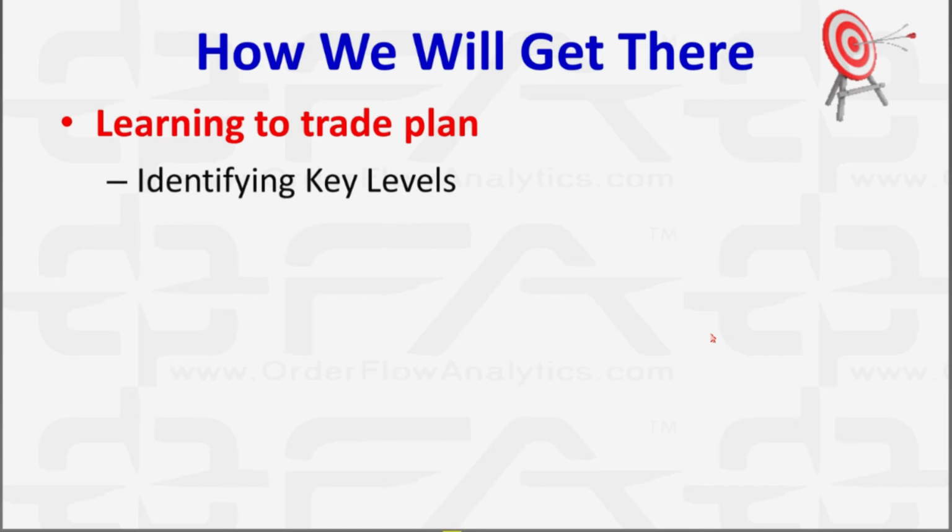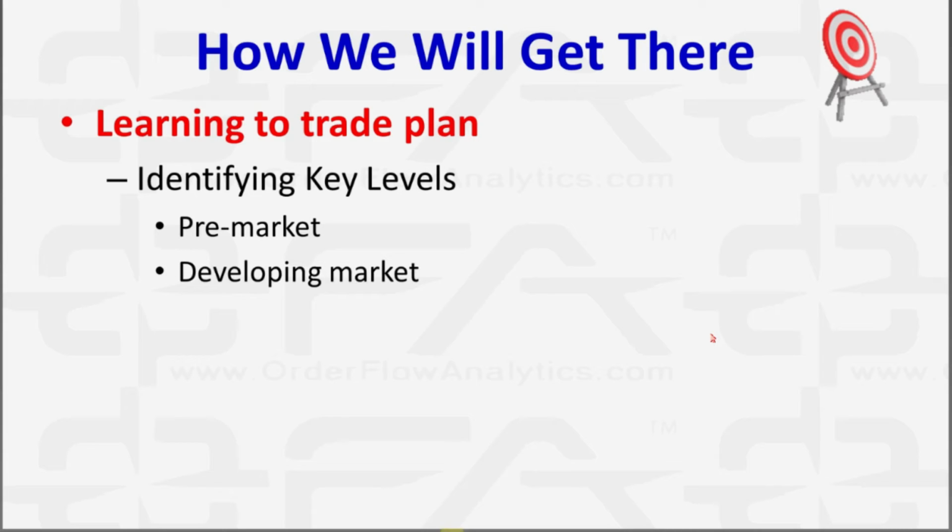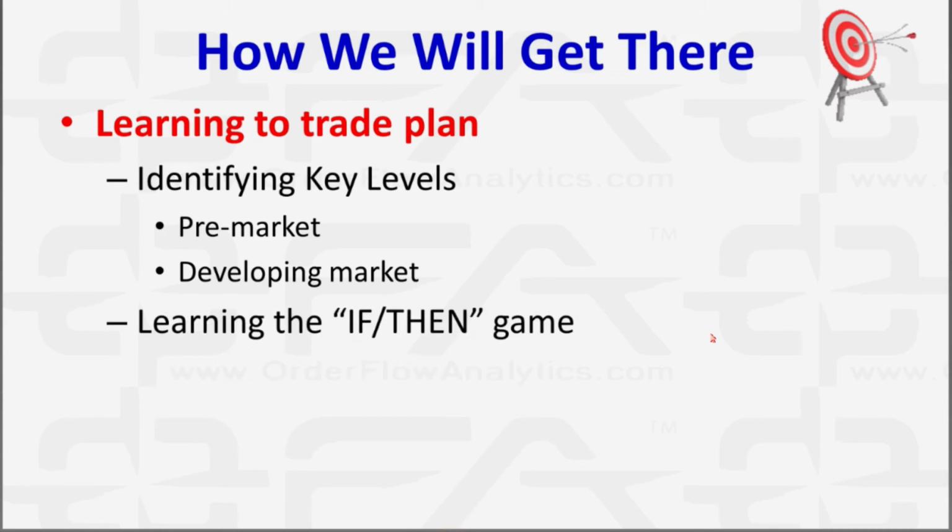So we're going to learn to trade plan. We're going to identify key levels. In the pre-market, we're going to say here are our key levels. As the market develops, similar to what we did at 1075, here's a key level for this developing market. Here's where trade opportunities are. Here's where target opportunities are.